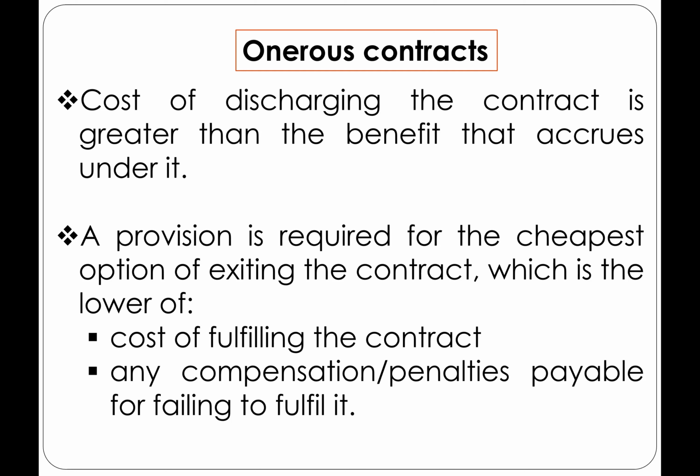If terminating the contract is cheaper, you make a provision for the amount that you need to pay for terminating the contract. If paying the rentals is cheaper, then you make a provision of the rental amounts that you're going to pay if you continue to pay the rentals. So that's basically the lower of the two. That's the provision you need to create.